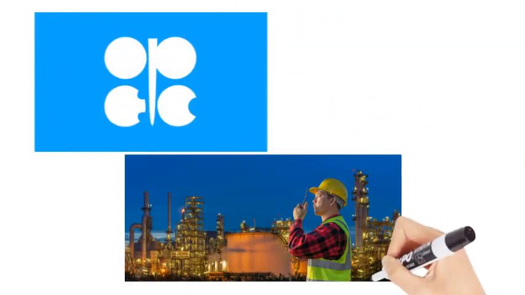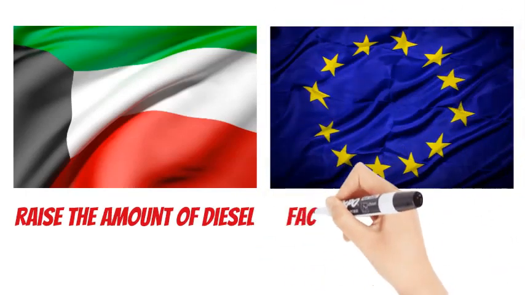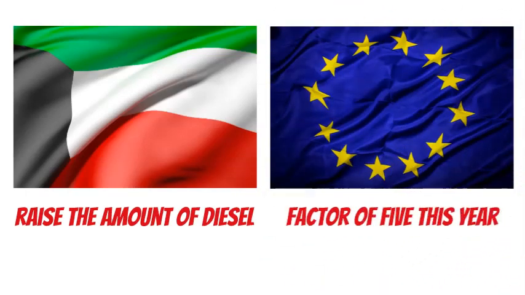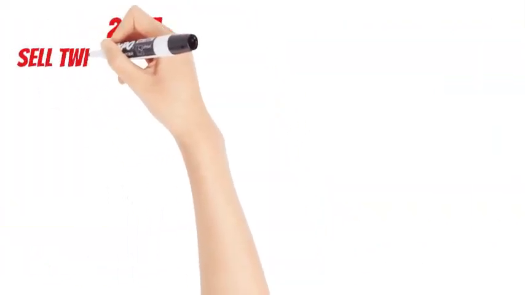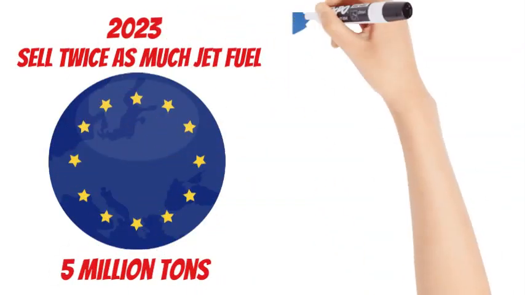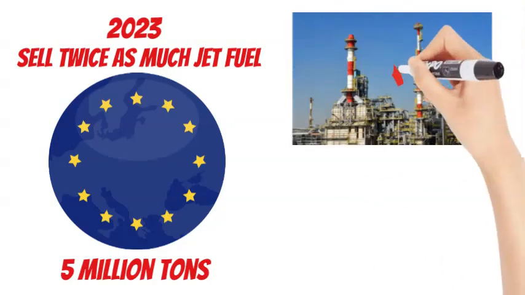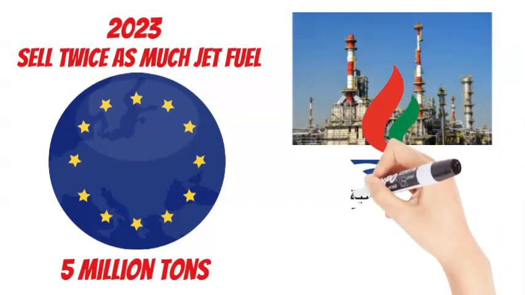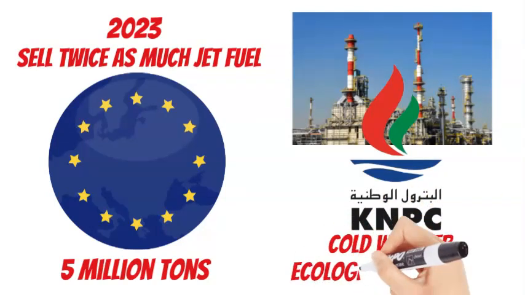The biggest OPEC producers in the Middle East are working to increase the number of refined products they ship to Europe. For example, Kuwait intends to raise the amount of diesel it sends to Europe by a factor of 5 this year, bringing the total to almost 50,000 barrels per day. In 2023, the nation also plans to sell twice as much jet fuel to Europe, or around 5 million tons. Recently, the Mina Alamadi refinery sent its first delivery of diesel, according to a recent statement from the Kuwait National Petroleum Corporation. This is ideal for cold weather and is ecologically friendly.